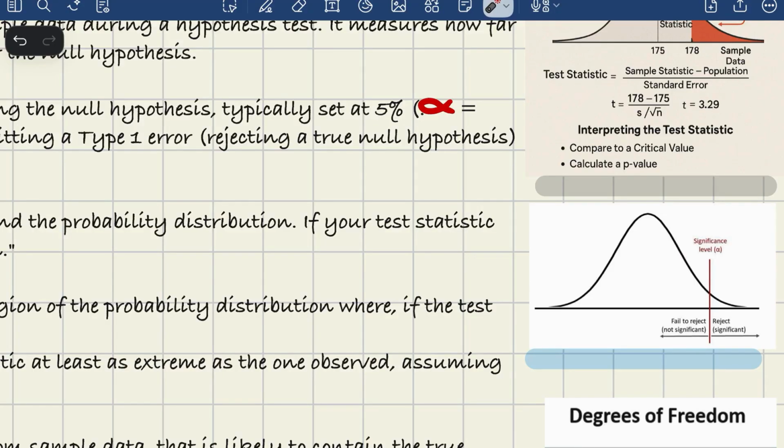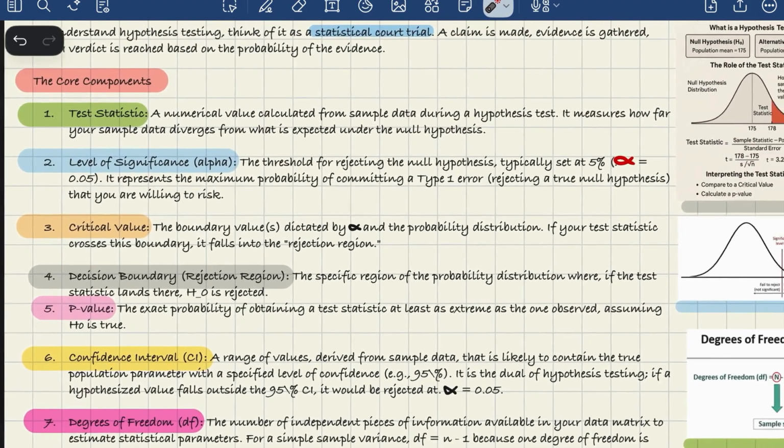This boundary marks the beginning of the decision boundary and the rejection region. So this is the decision boundary, this is the rejection region, and then we have alpha, which is 0.05, and it can vary as well. If your calculated test statistic crosses over the critical value line and lands inside the rejection region, you reject the null hypothesis and say that we found a significant result and we proved that the alternative hypothesis is true. So that is the critical value.